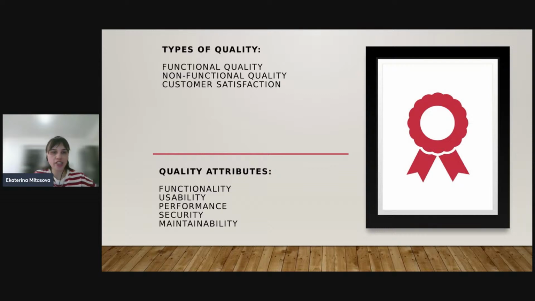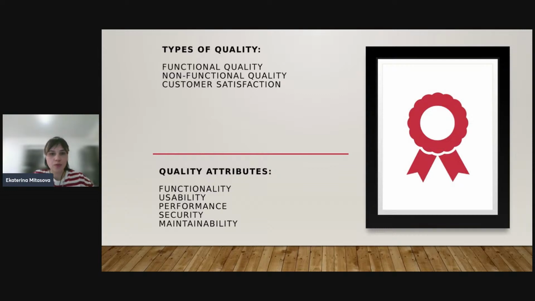Criticality. What is important to the user? For example, functionality and security might outweigh performance for a banking app. And risk versus benefit. We should address high-risk areas, for example, security vulnerabilities, when we optimize value-added features.